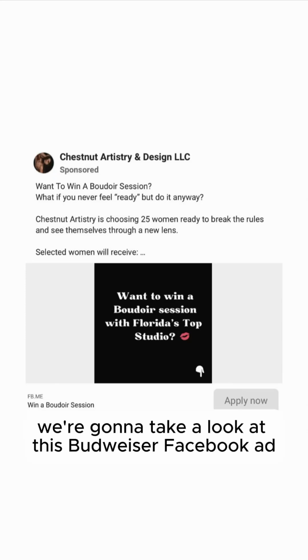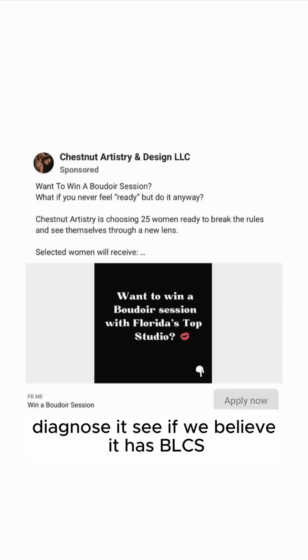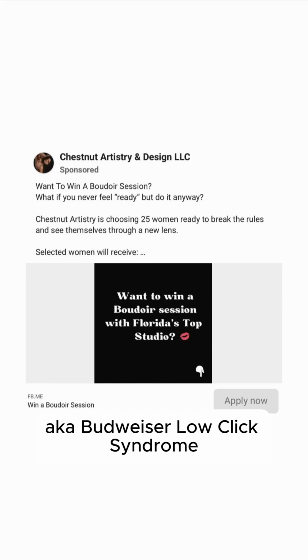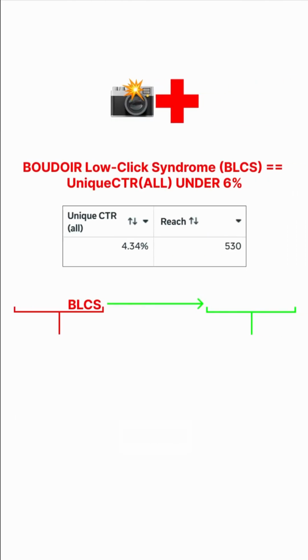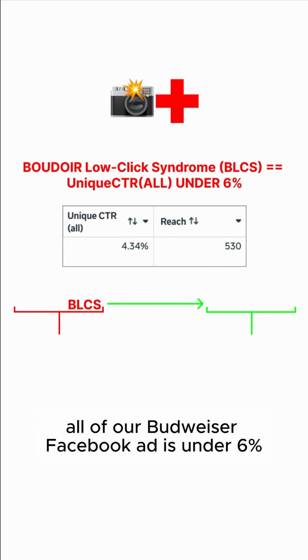All right, y'all, we're going to take a look at this Boudoir Facebook ad, see if we believe it has BLCS, diagnose it. BLCS, aka Boudoir low click syndrome, is when the unique CTR all of our Boudoir Facebook ad is under 6%.